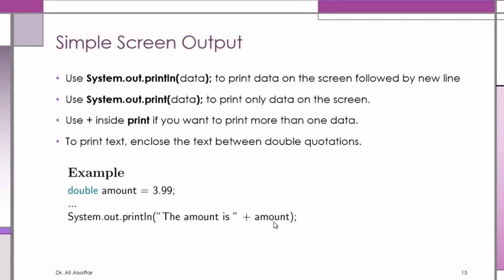When you write a variable name, it will not print the name amount on the screen. It will print the value of amount. But if you put it between double quotation marks, then it will print amount as a message. This plus is not addition. This is combining, it means put them side by side. So first it will print the message, next it will print the value 3.99. Now if you don't have a space between these two, then they will be close to each other.